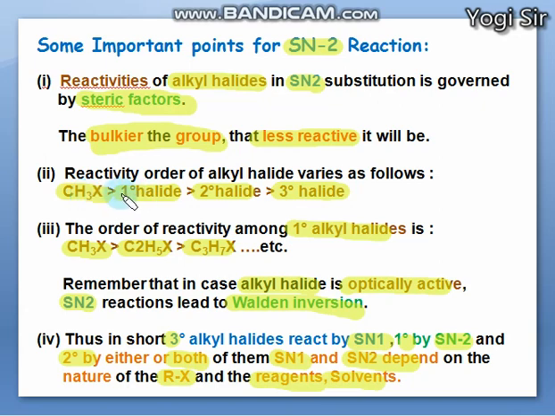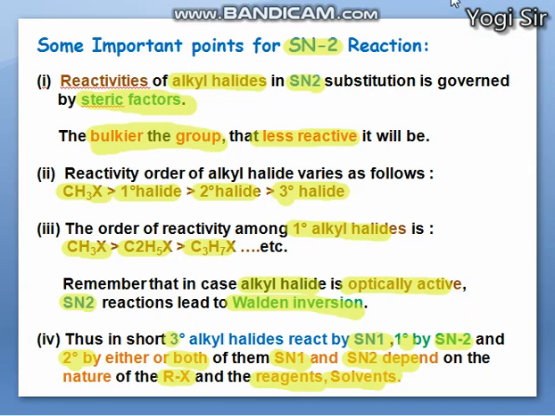So primary selectively undergoes SN2 while tertiary selectively undergoes SN1, and secondary can go by both SN1 as well as SN2. That depends on the type of reagents, like polar solvents, protic solvents, acidic, basic, non-polar, as well as the temperature conditions taken during this chemical reaction. These are some of the important points.